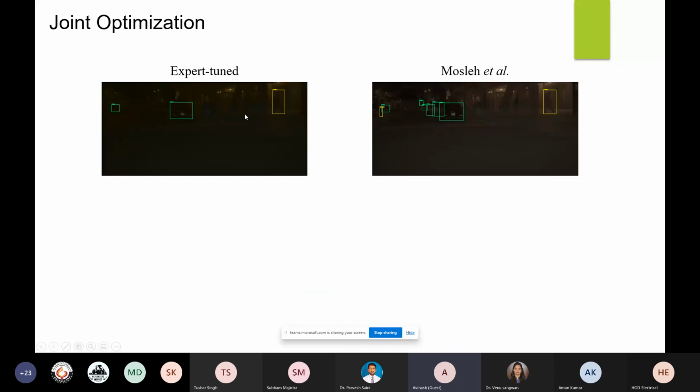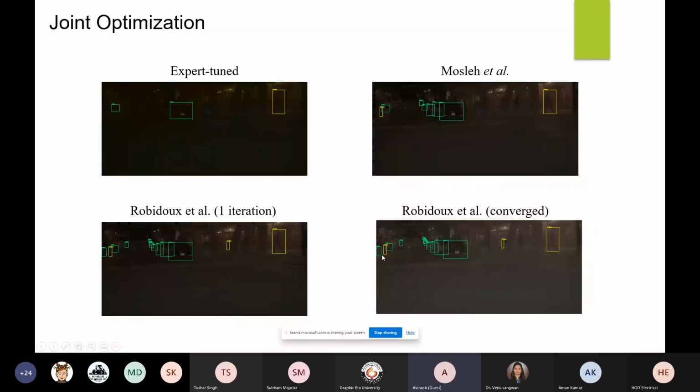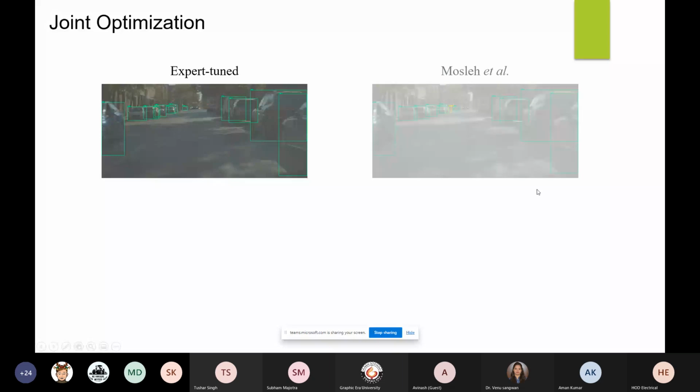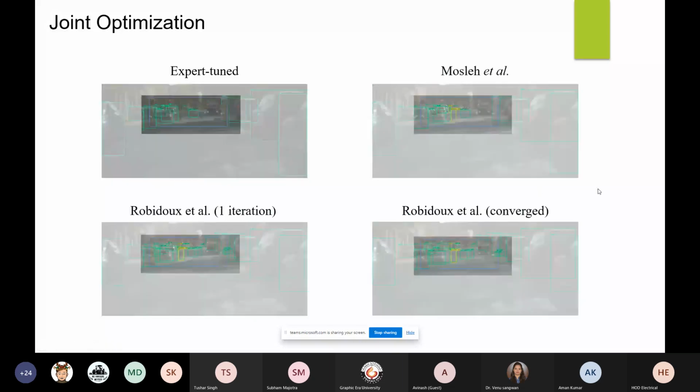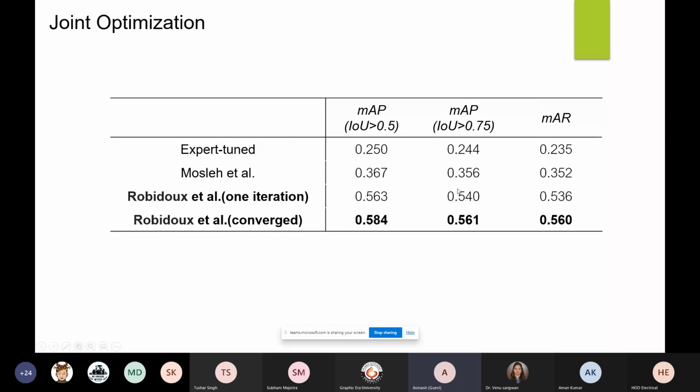Same with the low light data. You can see a lot more detections in this joint optimization. And if you look at the mAP scores here, for all the major metrics, the joint optimization actually resulted in more than 200% improvement compared to expert tune, and more than 60% improvement from optimizing the ISP separately.